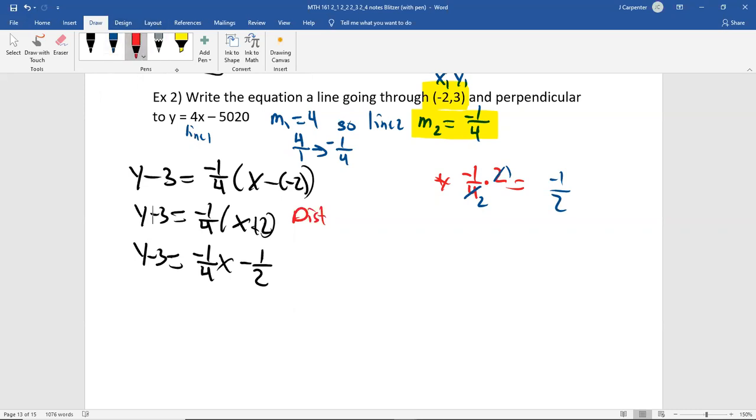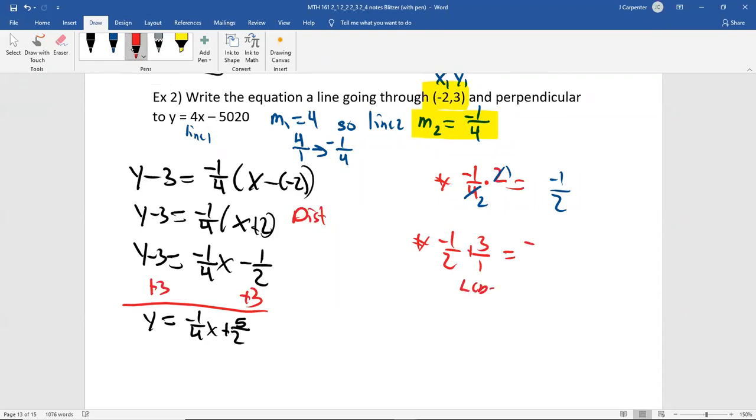Then, to finish this up, we just got to move the 3 over, so we add 3. Oh, look at that. We're adding and subtracting fractions. We get y equals negative 1/4 x. And then 3 minus 1/2 is going to be a plus 5/2. Where did I get that from? Negative 1/2 plus 3, which you can write as 3 over 1, which is negative, the LCD would be 2.